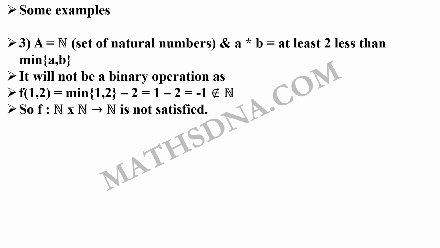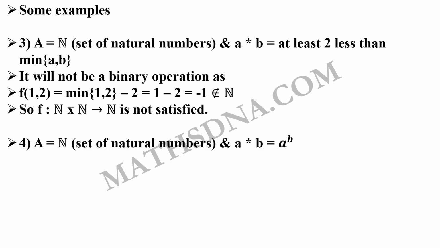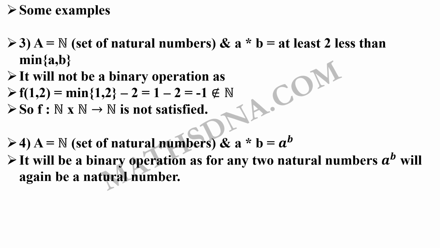I repeat, why is it not a binary operation? Because minus 1, the result that is appearing after applying the binary operation, does not belong to N, whereas N was our set. Now the fourth one, take A equal to N and a star b equals a raised to b. You can pause the video wherever you want, solve the examples first by yourself and then go through the solutions. Now this will be a binary operation, because if we take power of any natural number to another natural number, it will give you a natural number again. So it will be satisfied.